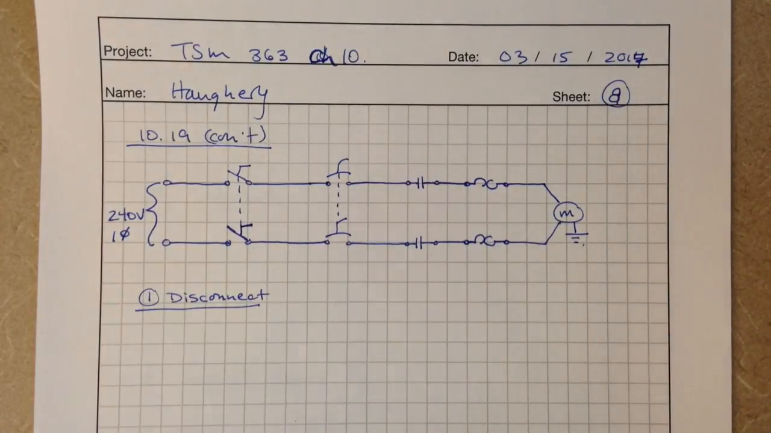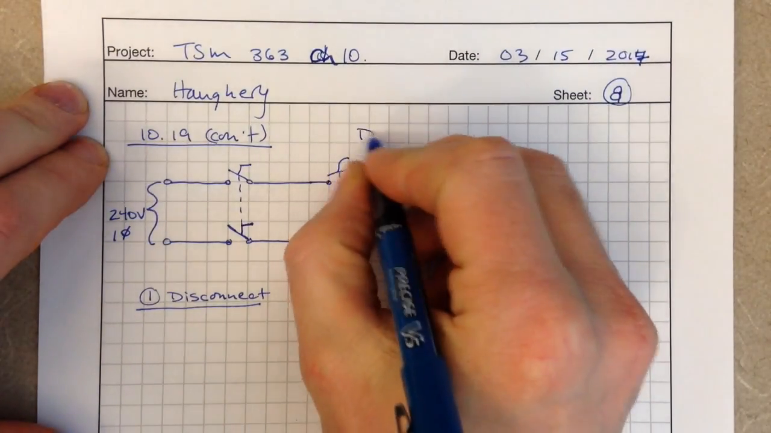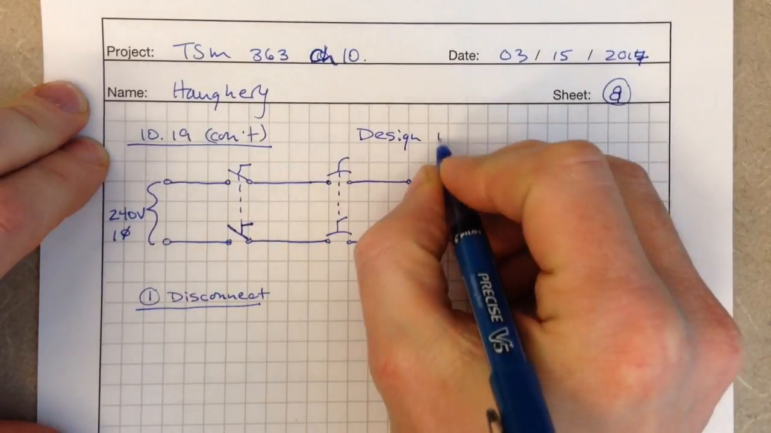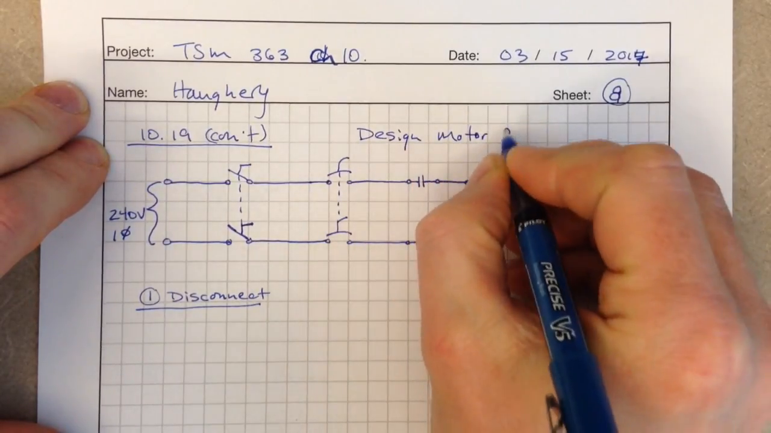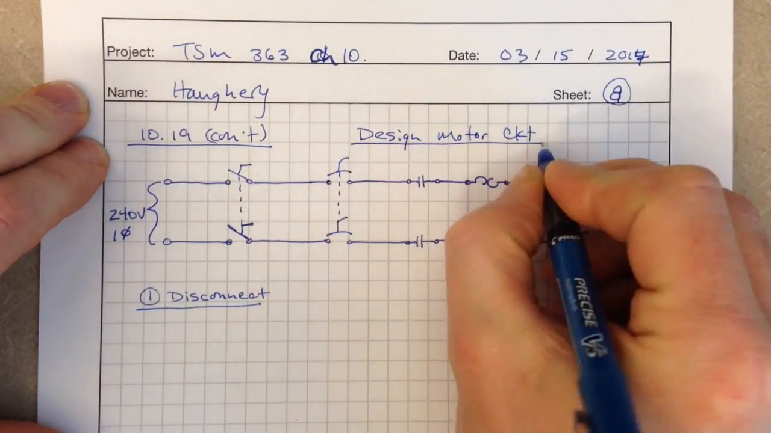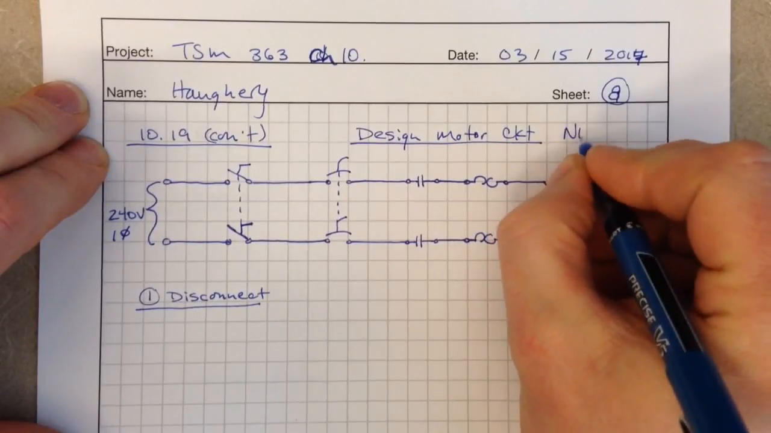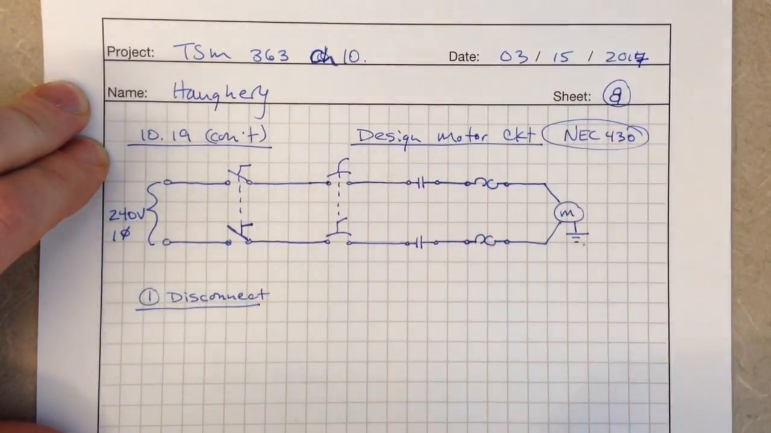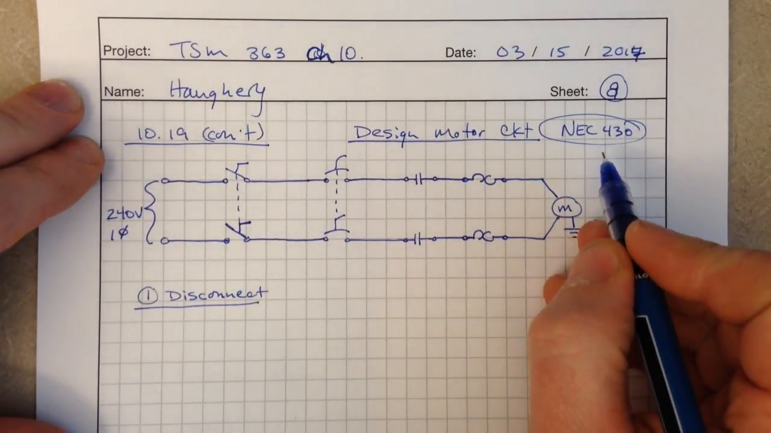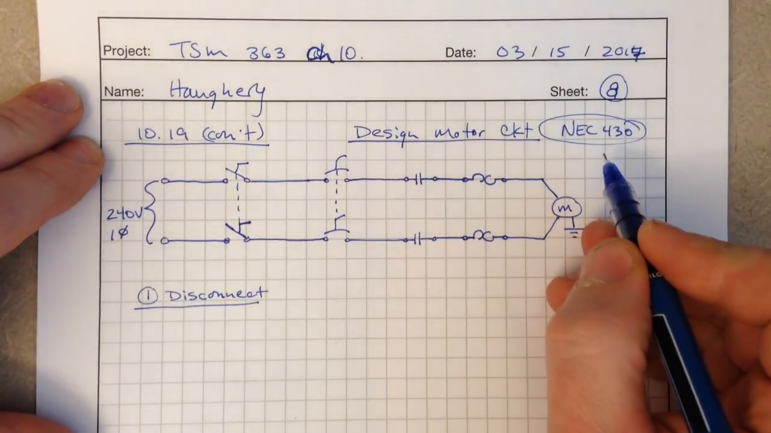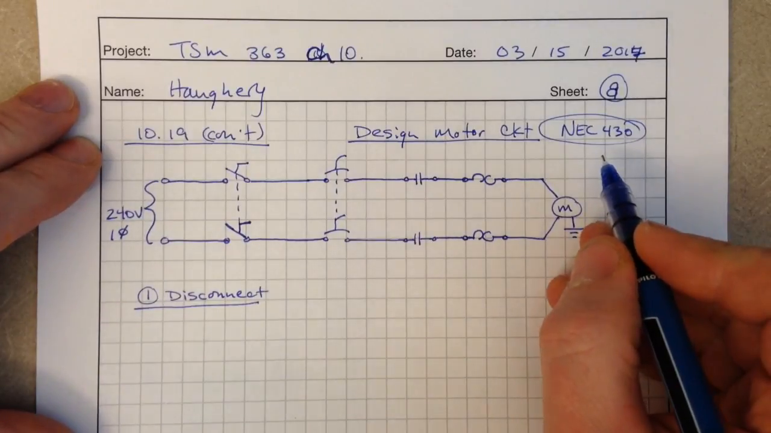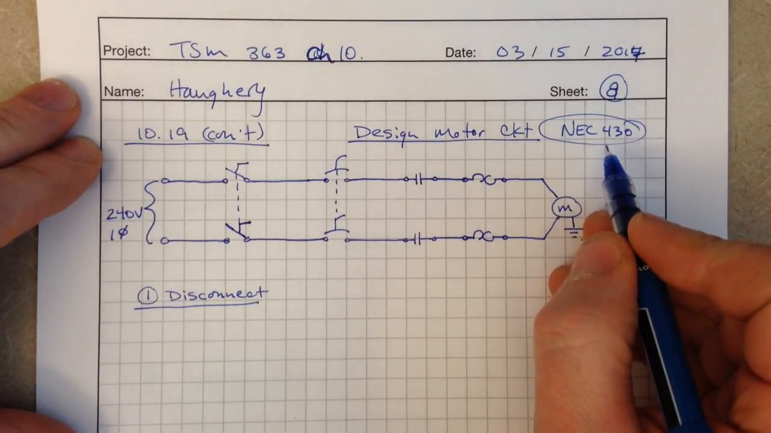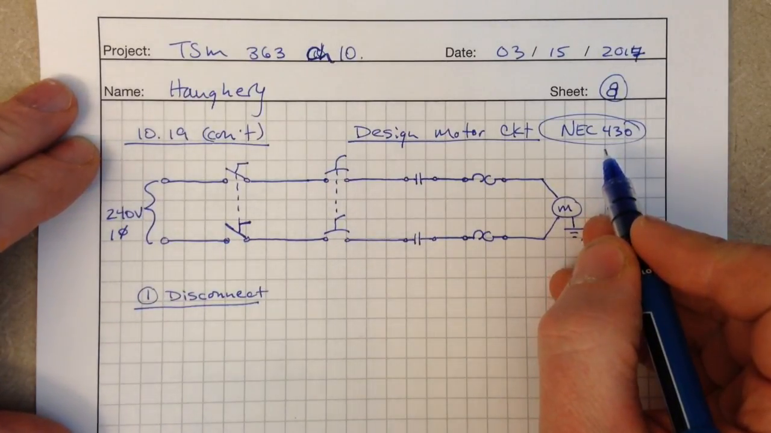So we're going to pick back up problem 10.19. We're going to look at designing the motor circuit. We're going to design our motor circuit per the NEC 430 requirements. There are specific components we need and specific power and current ratings we need for those components per the NEC 430, so we're going to follow those.